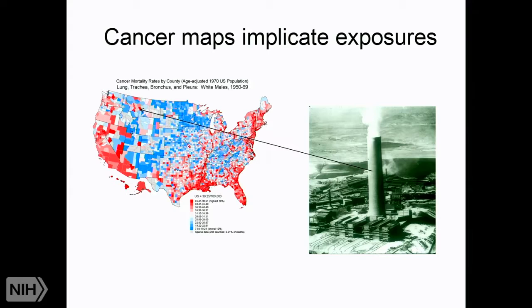Cancer maps help us implicate exposure. A nice example was from one of the first cancer maps of lung cancer, which found a high risk area in Montana. And what was in this area but a copper smelting plant that was contaminated with arsenic. This plant was actually removed, and when it was removed, the cancer rates improved. And that red area went away.